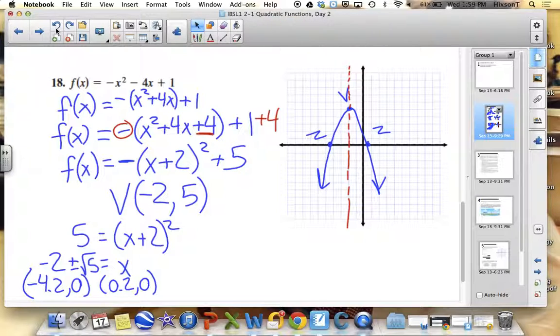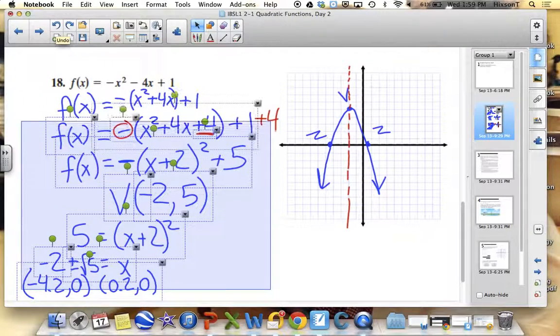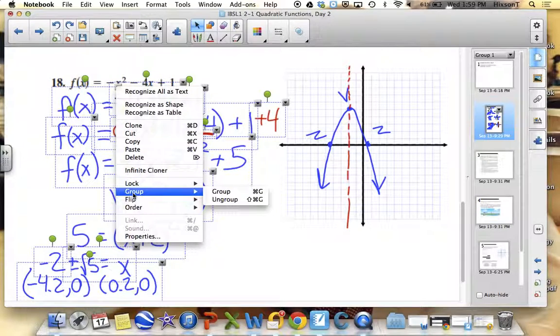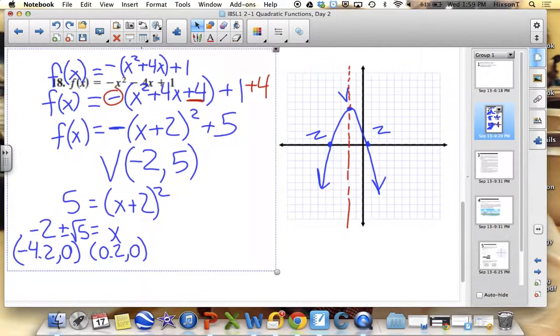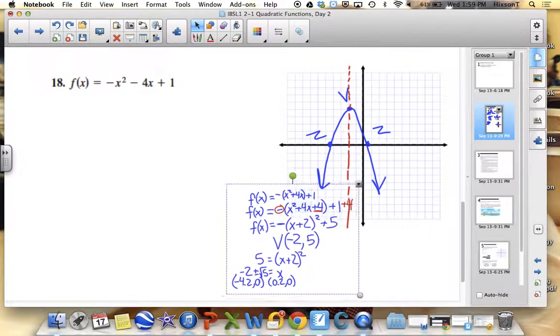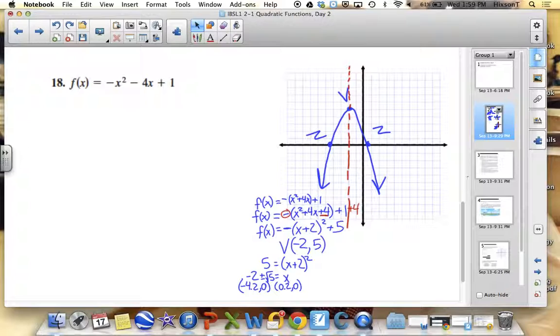Now, I also want to look at how we would address this one if we had left it in general form. Let me group this all together, and I'm going to shrink it up and move it to the side so we can work. If I were doing this one in general form, the first thing that I would do is find the zeros. And how would I find the zeros? Put y equals 0.